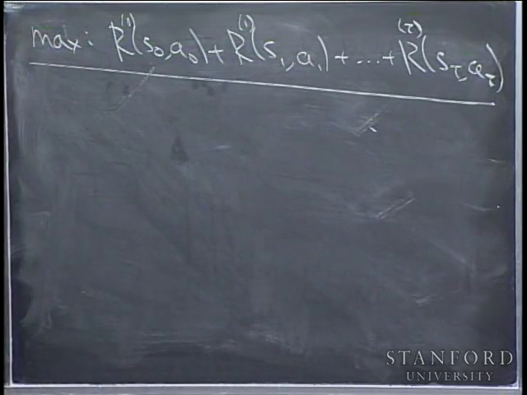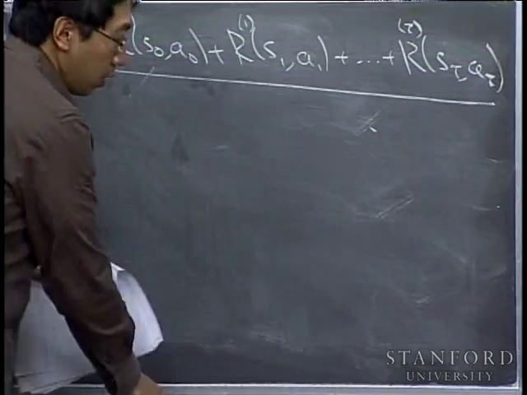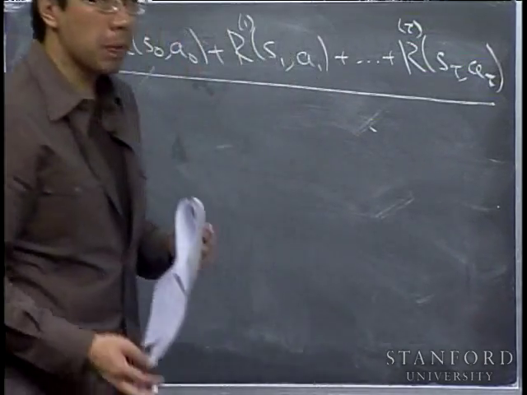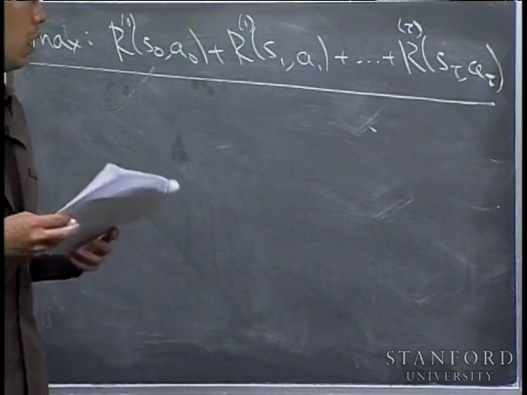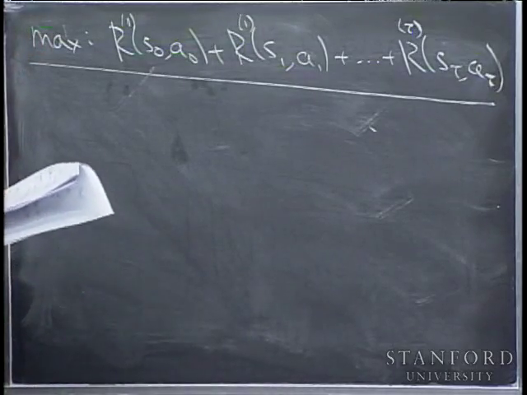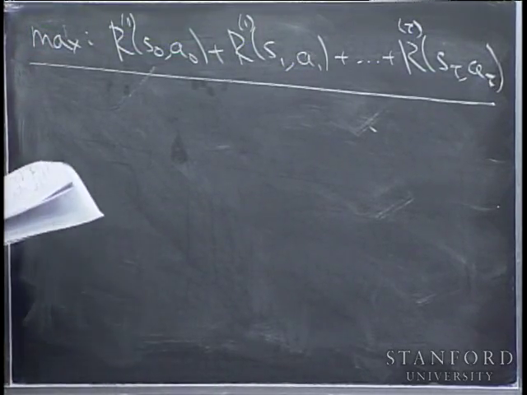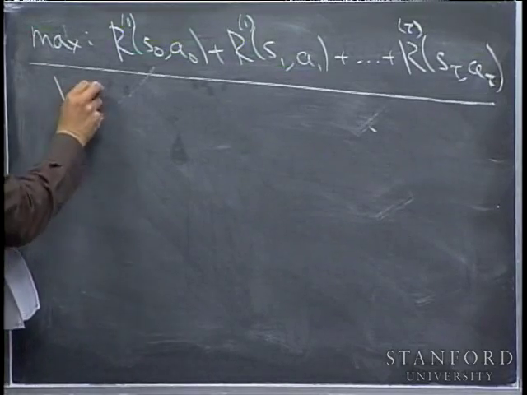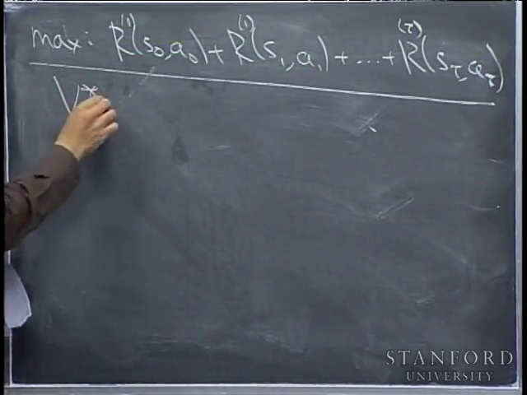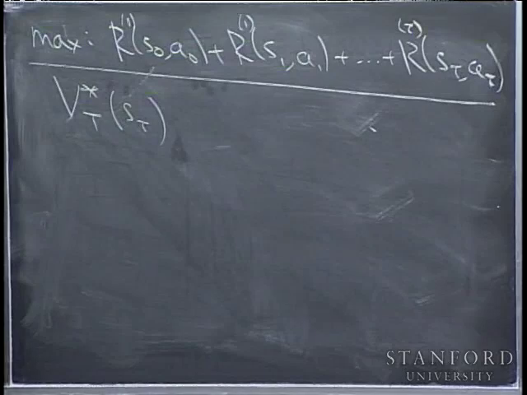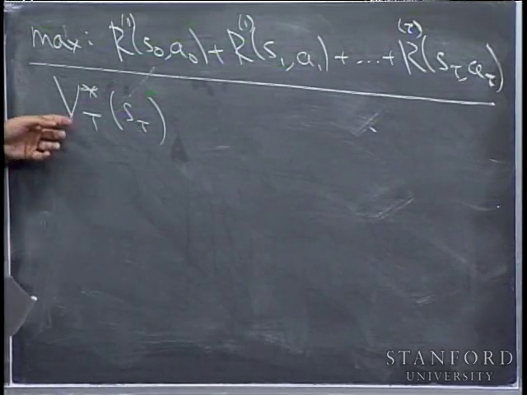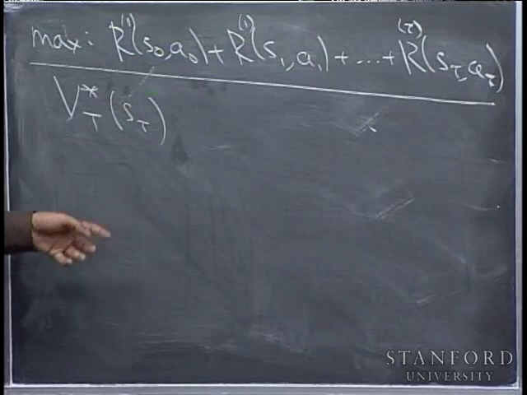So our approach to solving this problem will be exactly that finite horizon dynamic programming algorithm that we worked out a little earlier in this lecture. In particular, my strategy for finding the optimal policy will be to first find V star of capital T, and then I'll apply backward recursion to find V star of T minus 1, V star of T minus 2, and so on.